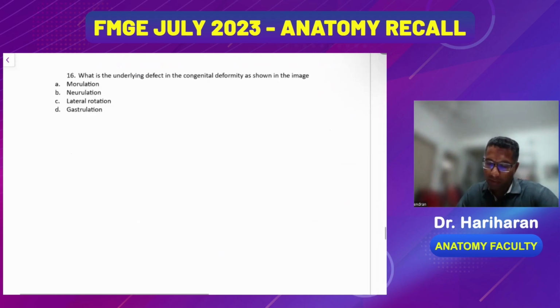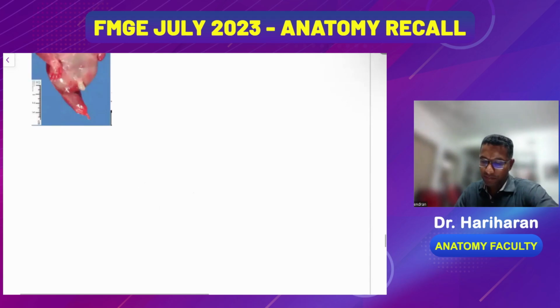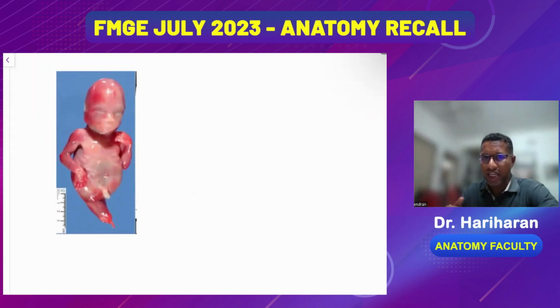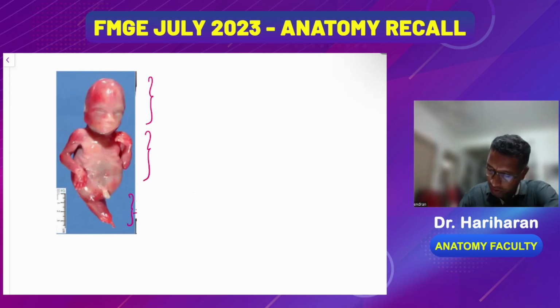Coming to the next question, this is again an embryology based question. What is the underlying defect in the congenital deformity shown in the image? They have given an image like this, and they are asking what is the stage of development which has got affected here. Here the child has got a well-developed cranial portion, well-developed body, but the caudal portion is not developed well. You don't see the lower limbs.